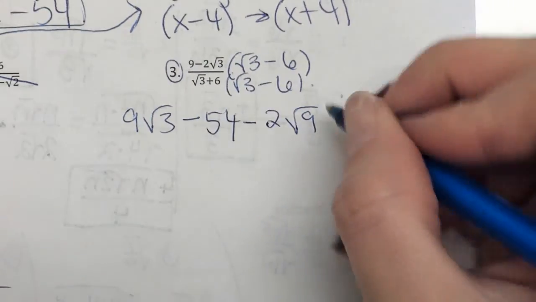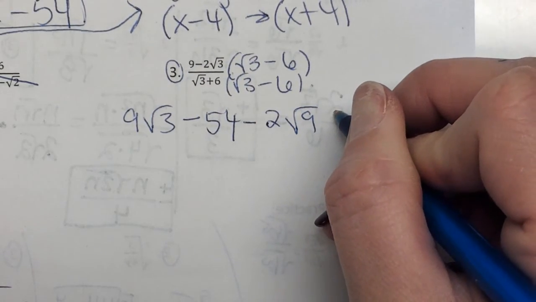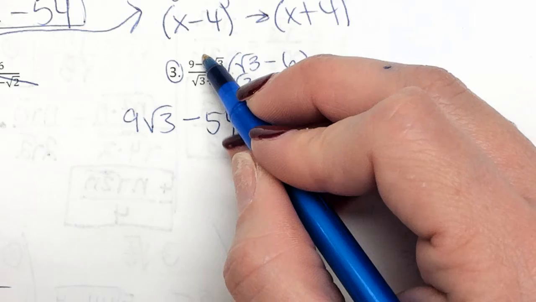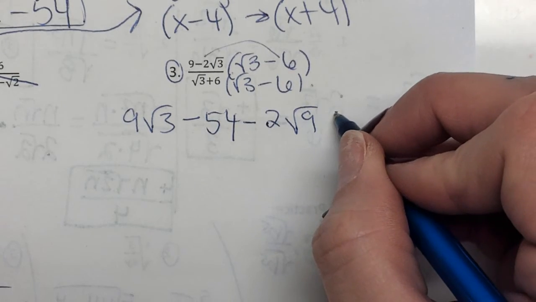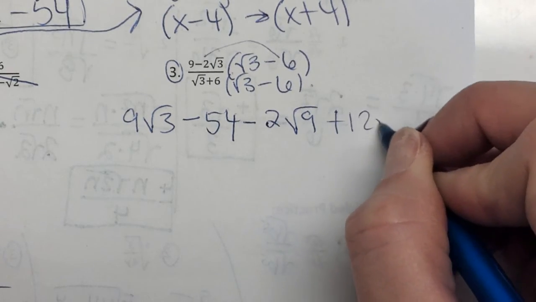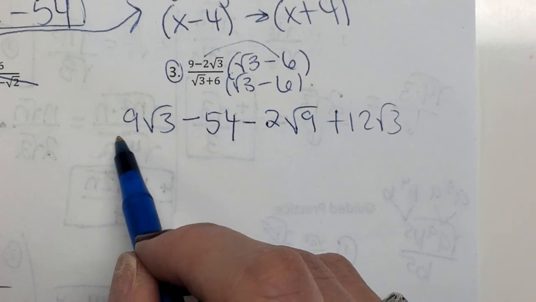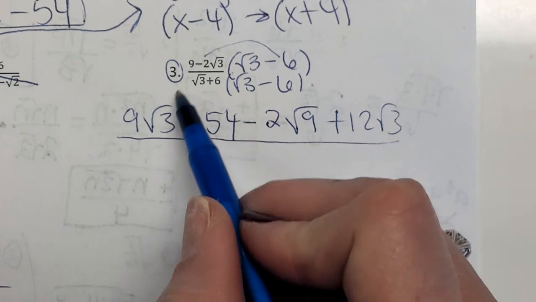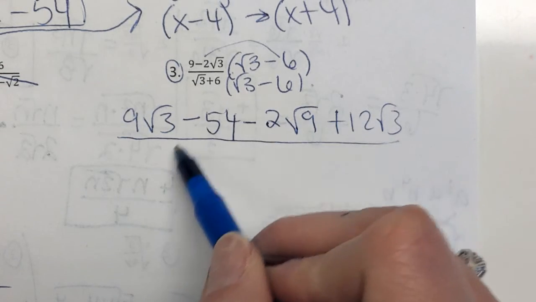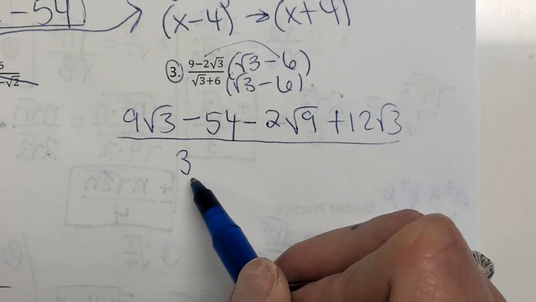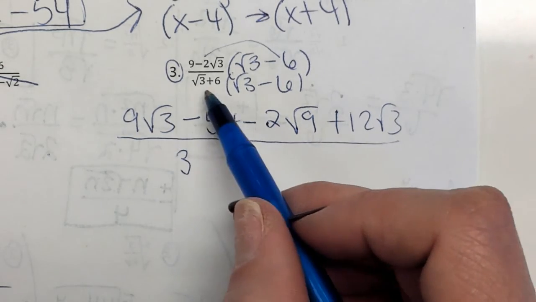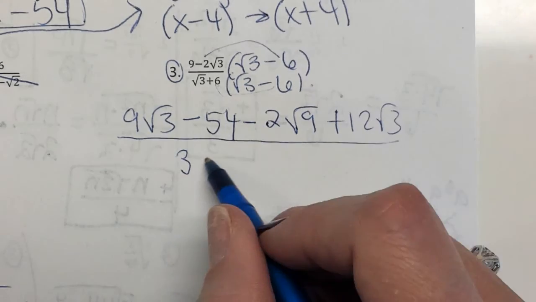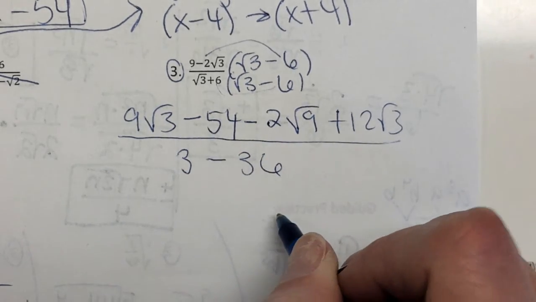And then the last term would be what? The last terms? Close. Yes. 12 root 3. Alright, now the bottom, do we have to pull it out? No. So my first terms multiplied together would give me 3. Good. Or square root of 9, which is 3. My last terms? Yes.